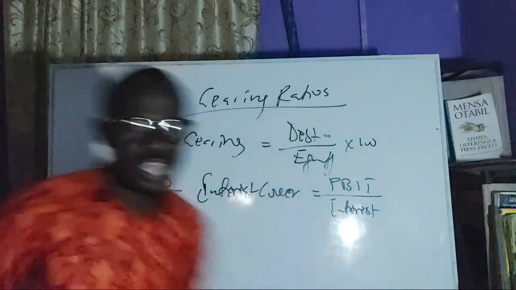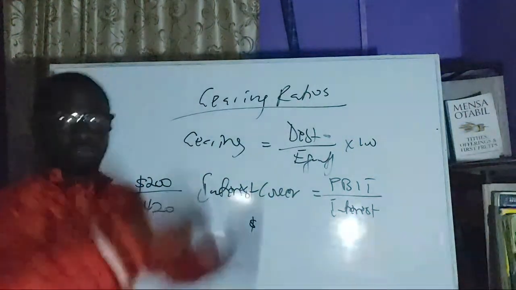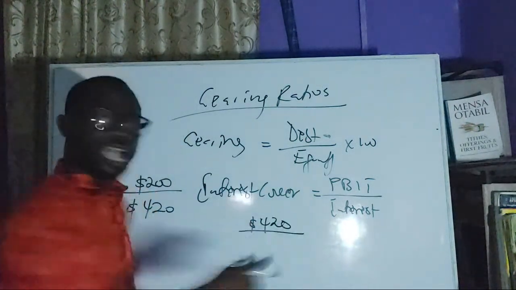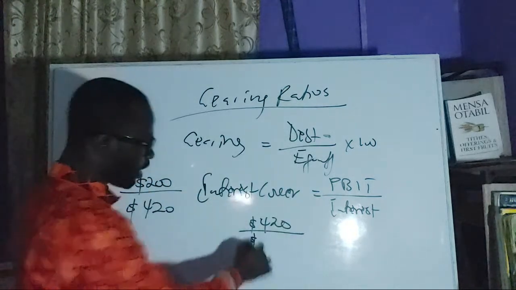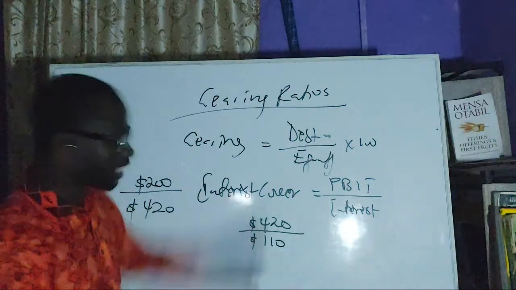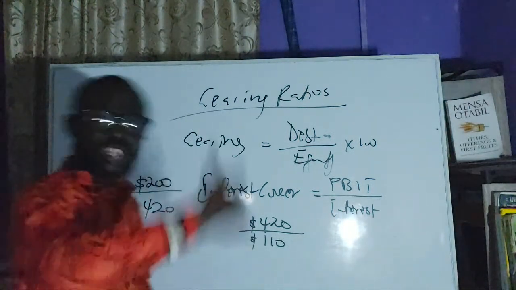But look at the flip side. If the organization is geared and we make a profit of say 420 and the interest expense we are supposed to pay is just something like 110, then in this case, the interest cover is like 3 point something.